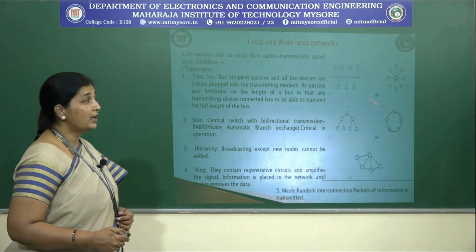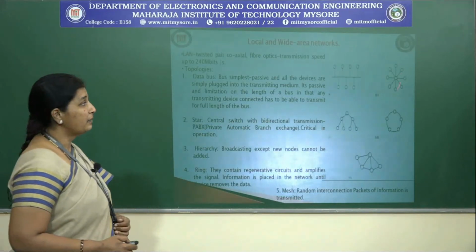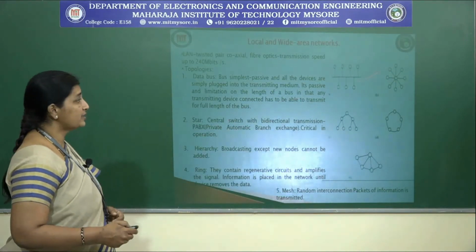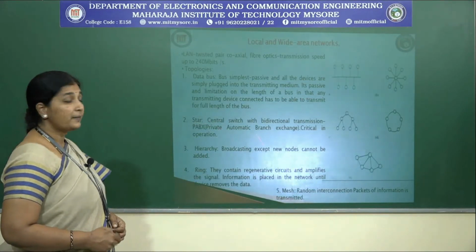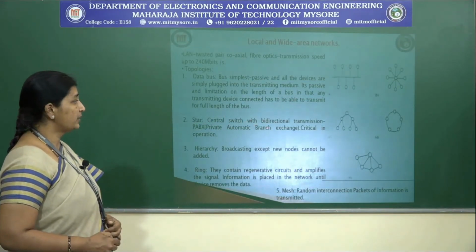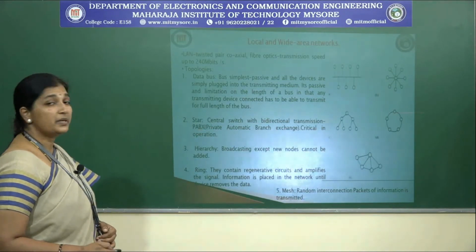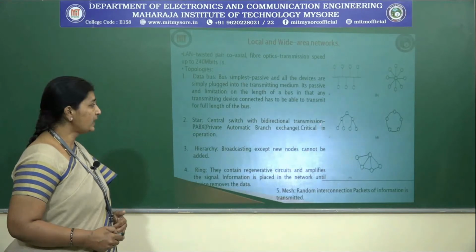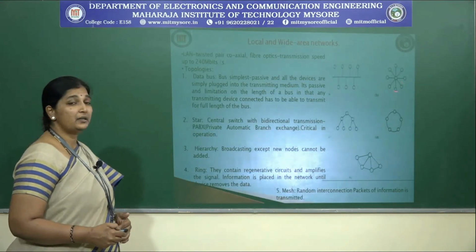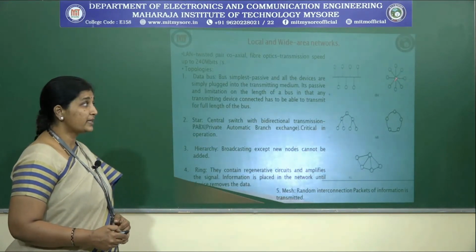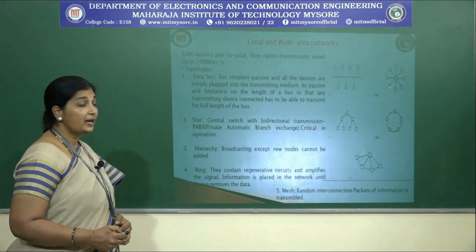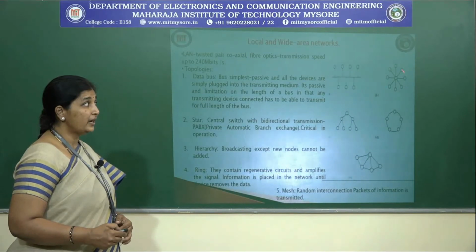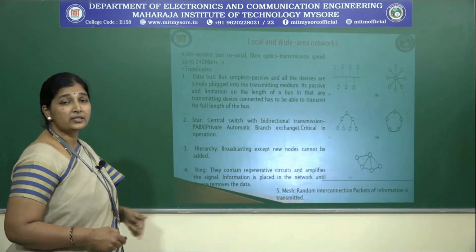Okay, that's the reason it is not that widely used, but yes, it has a bidirectional way of communication or transmission of signals. So a star is a central switch with a bidirectional transmission. The best example is private automatic branch exchanges, critical in operation. Why is it critical? Because if the center node breaks down, as shown in the figure, the entire signal that needs to be sent and received, the whole system breaks down.